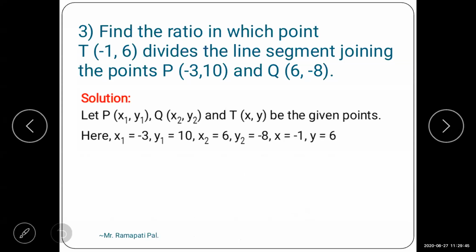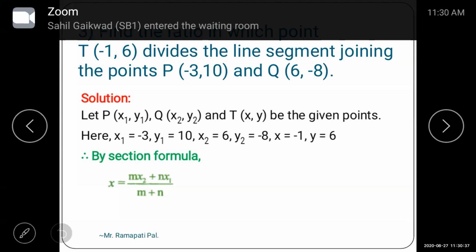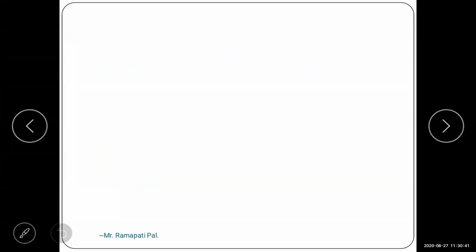So by using the section formula, write the formula of section formula. Yes, very good. So by using the section formula, internal division, X is equal to mx2 plus nx1 upon m plus n. Correct? Now we know the values. We know x, we know x2, we know x1. We have to find out m and n, means the ratio we have to find. Is it clear? Okay, now substitute the value fast.